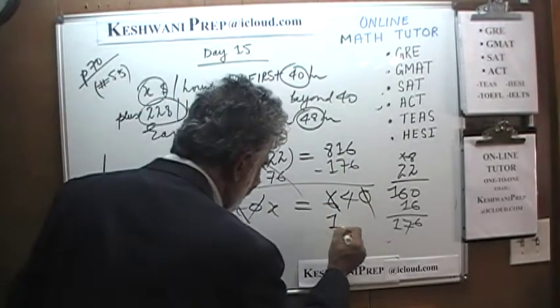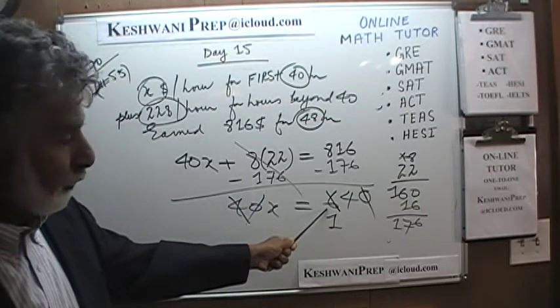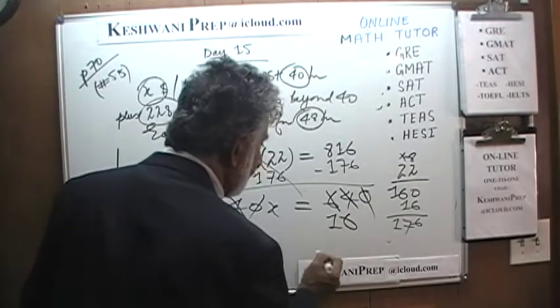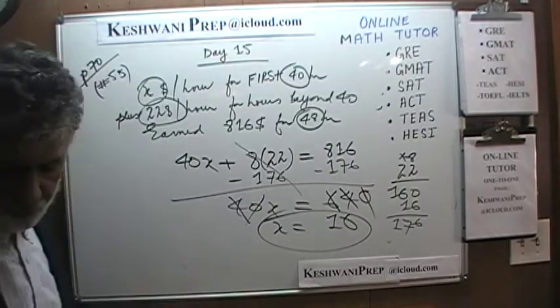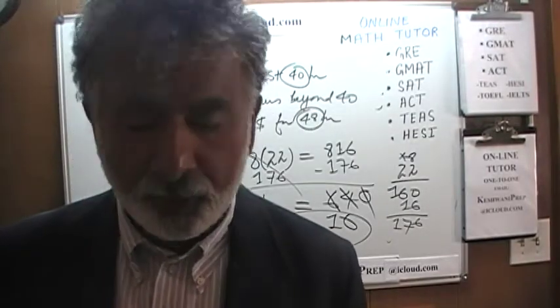6 has 1, 4. After we take away 4 from the 6, we have a remainder of 2. What happens to the 2? 2 goes and joins the 4, becomes a 24. And 24 has 6. 6, 4. There you go. X equals 16. In other words, we were getting paid $16 an hour for the first 40 hours. Anything beyond that, we were told that we will get paid $22 an hour.